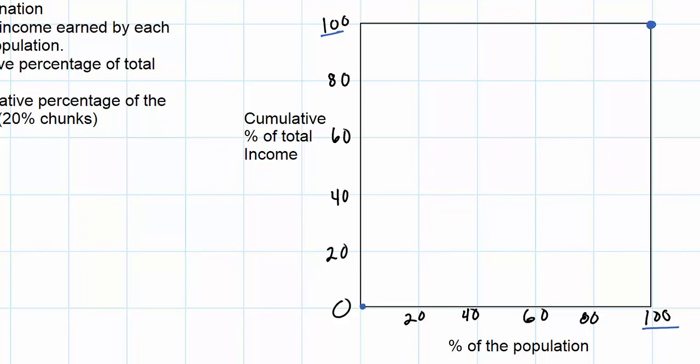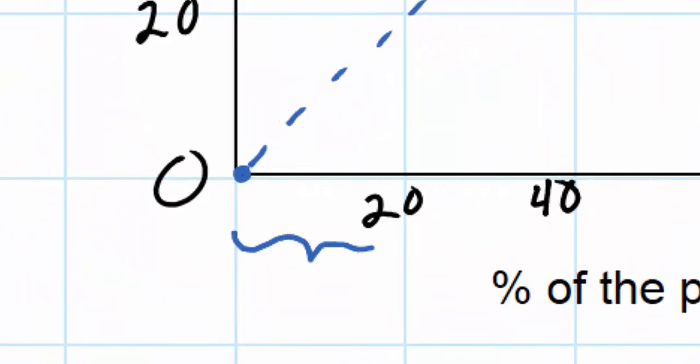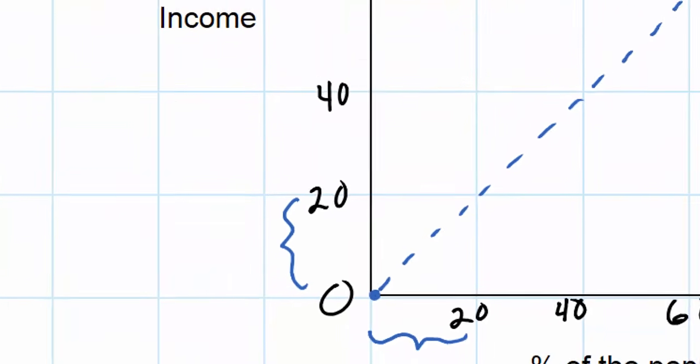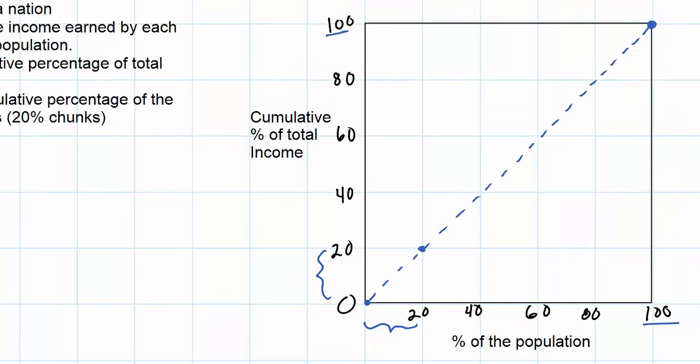We can simply draw a dotted line between the 2 points I've plotted, going right up the middle of the Lorenz curve graph. So let's talk about what this dashed line represents. If this were a country's Lorenz curve, the implication would be that every quintile of the population earns an identical amount of the total income. For example, the poorest fifth, that is the population from 0 to 20%, earn exactly 20% of the income. There is a point on this Lorenz curve right here at 20 and 20.